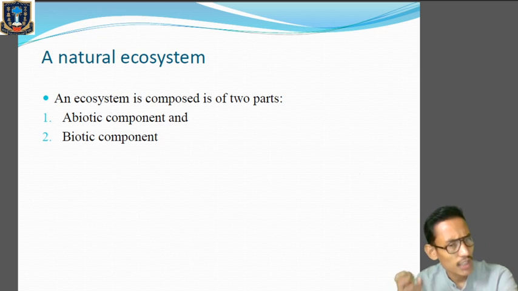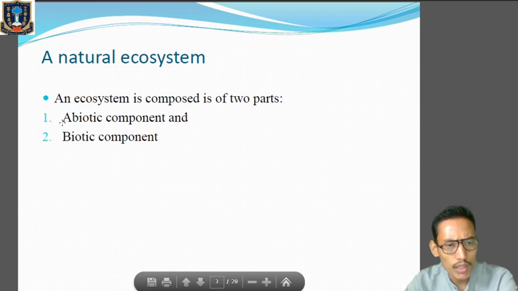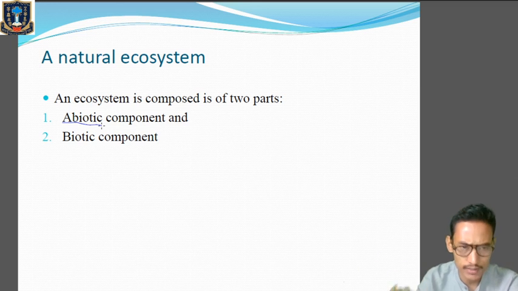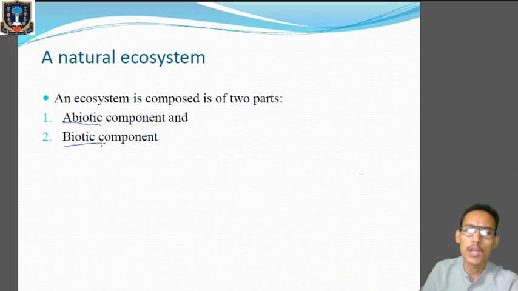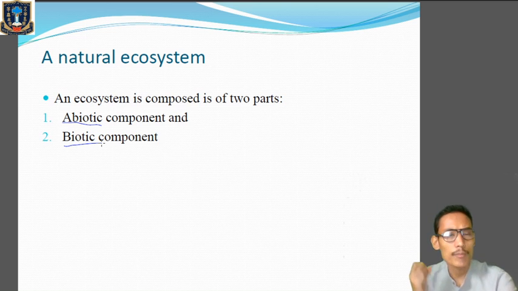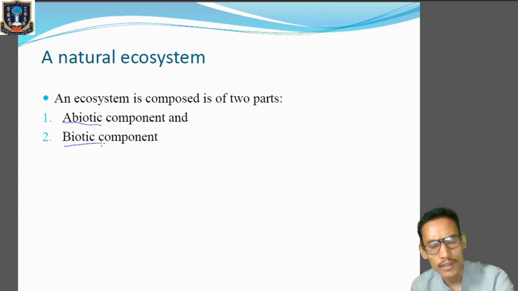Let us see the composition or the structure of the natural ecosystem, which is mainly composed of two parts. Number one is the abiotic component, meaning the non-living component, because the prefix a means no. Number two is the biotic component, meaning the living component. Bio means life. So an ecosystem is composed of two parts: the living component, which is called the biotic component, and the non-living part, which is called the abiotic component.